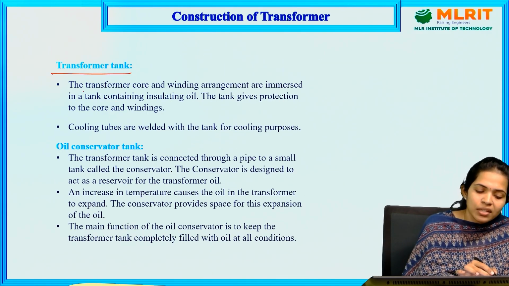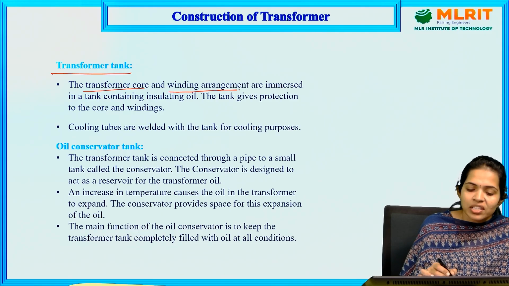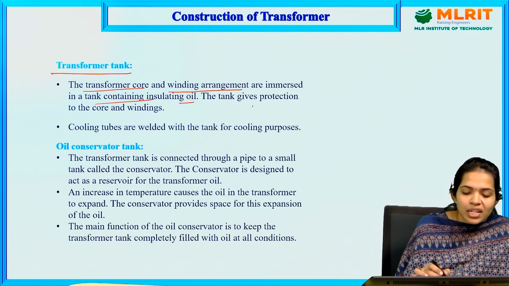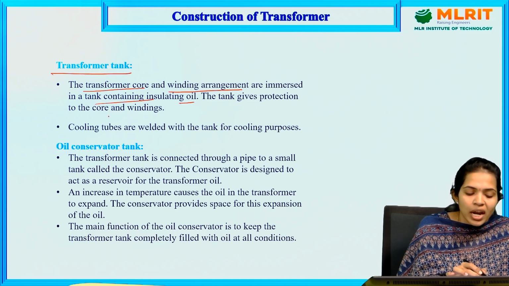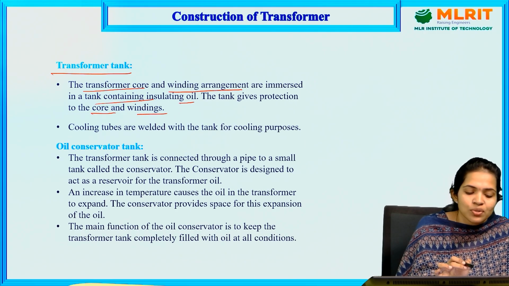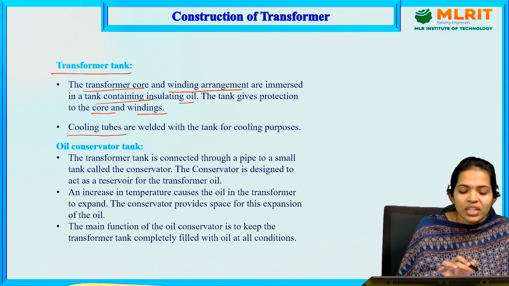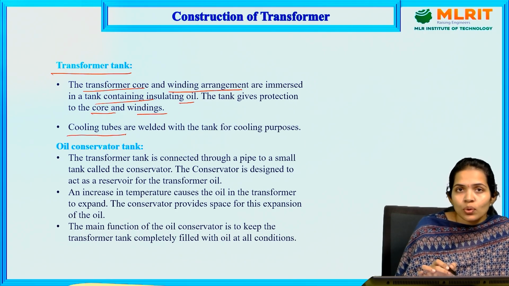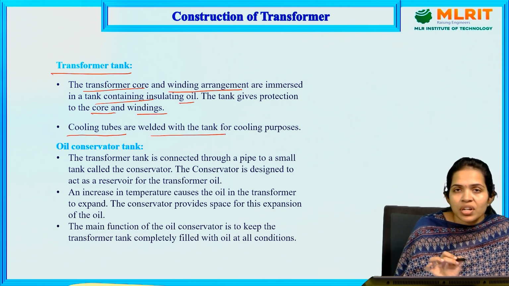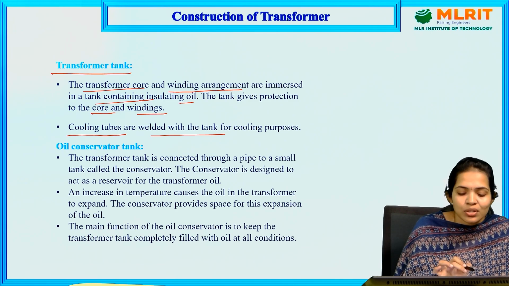We can see the transformer core and the windings arrangement are immersed in the tank containing insulating oil. The transformer tank gives protection to the core and windings. The main purpose of this transformer tank is to give protection to the core and windings of the transformer. There are also cooling tubes which are welded to this main tank to reduce the heat which is generated due to the copper losses in both the primary and secondary windings of the transformer.